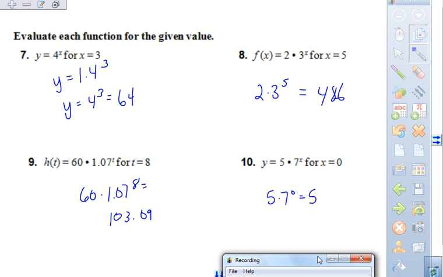And here are the rest of the answers. 486, 103.09, and 5.